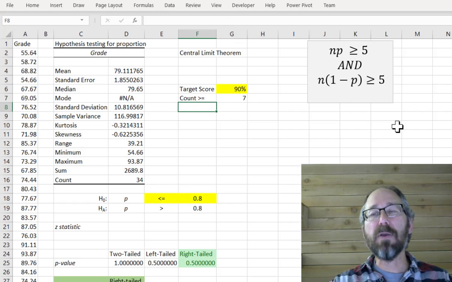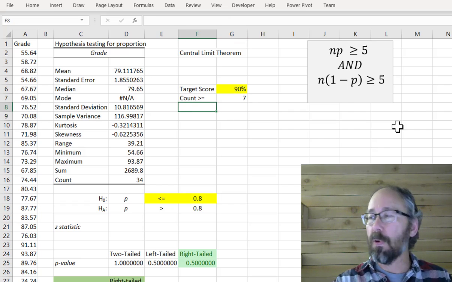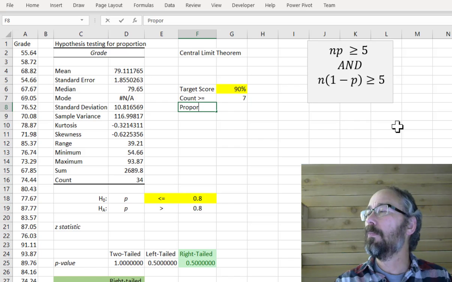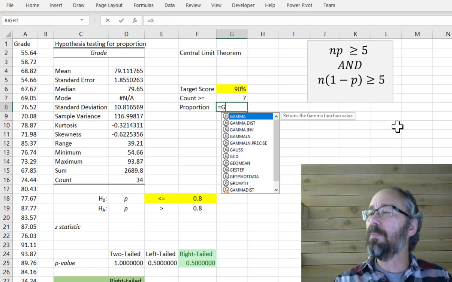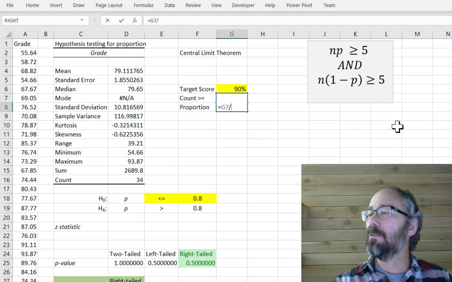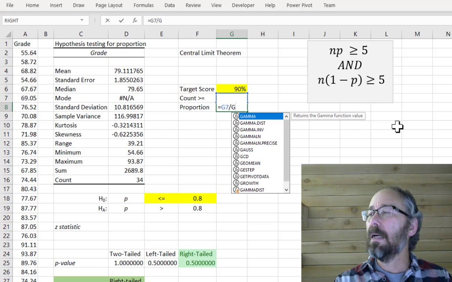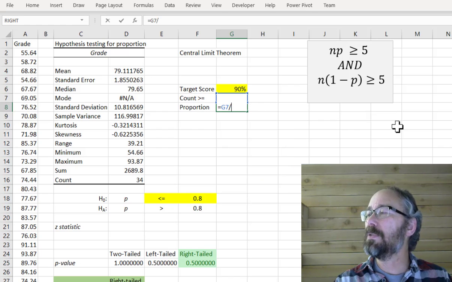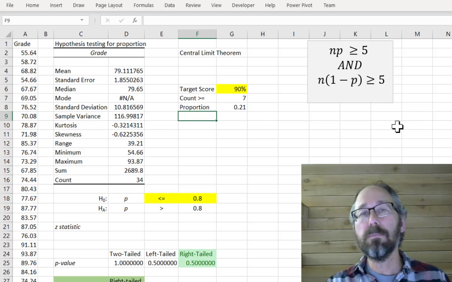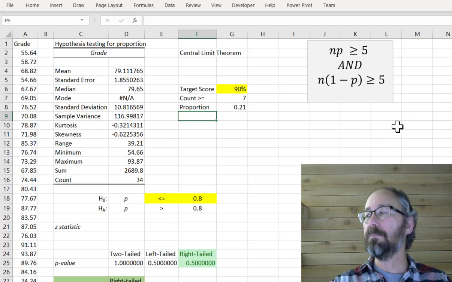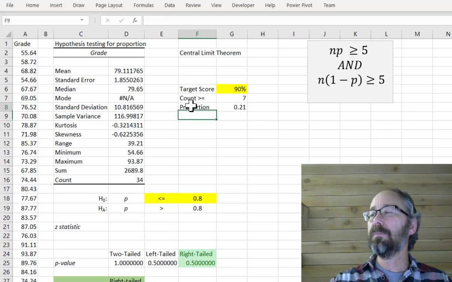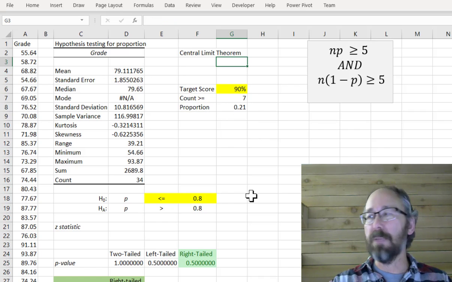And now we need to calculate that proportion for the sample. And that will simply be our count divided by our total count, which is D16. There we go. So 21% or 0.21. Now that we have the p, 0.21 in this case, we can calculate our central limit theorem.